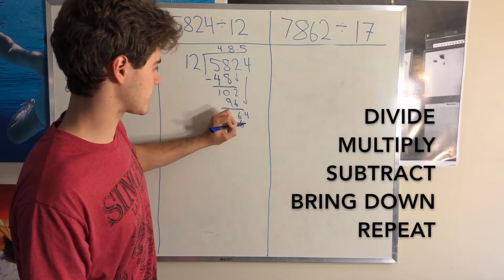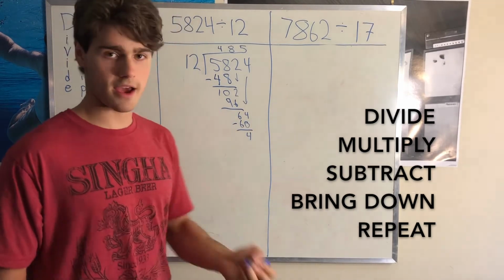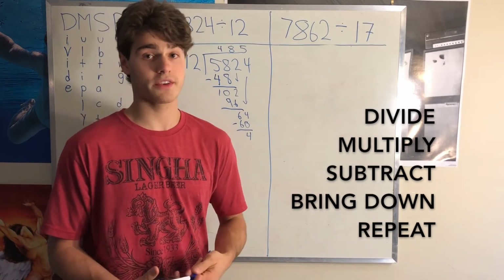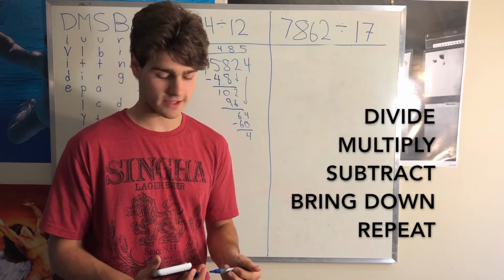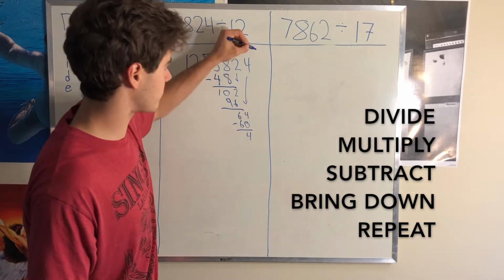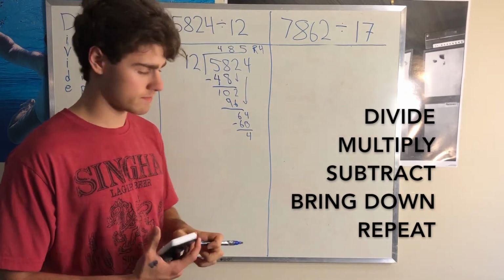5 times 12 is 60. 64 minus 60 is 4. And now we are done because this number here is less than 12. 12 does not go into 4 any whole number amount of times because 12 is bigger than 4. So we are done with our problem. The answer is 485 with a remainder of 4. Now let's go to the next problem.